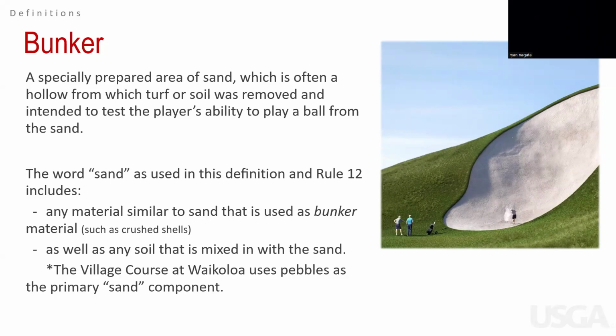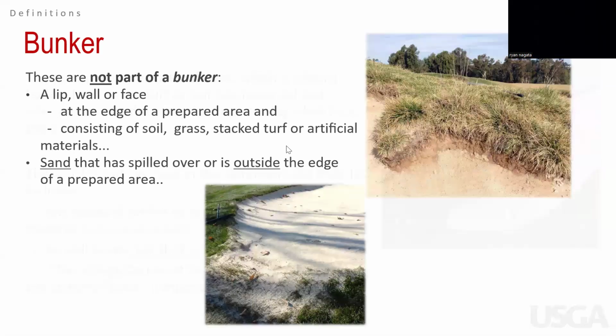An example of a golf course in Hawaii that might use an alternative component in their bunkers would be the village course at Waikoloa, which uses pebbles as their primary sand material. These are not part of a bunker. That is a lip, wall, or face at the edge of the prepared area and consisting of soil, grass, stacked turf, or artificial materials that is illustrated in the image on the top right.